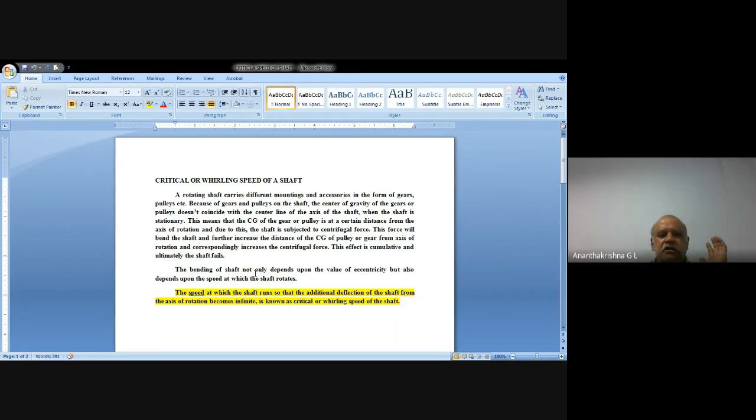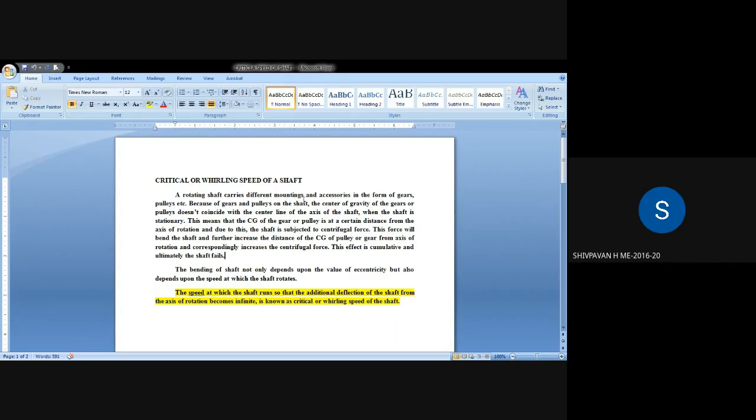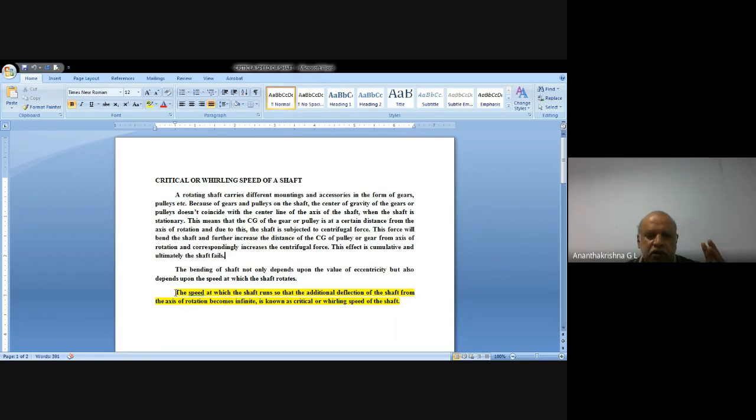Is that okay? So the speed at which the shaft runs, so that additional deflection of the shaft from the axis of rotation becomes infinite, and this condition is known as critical or whirling speed of a shaft. Okay, are you all there? Yes, sir. Now please note down this, whatever that I highlighted here. Please note down this into your notebook.